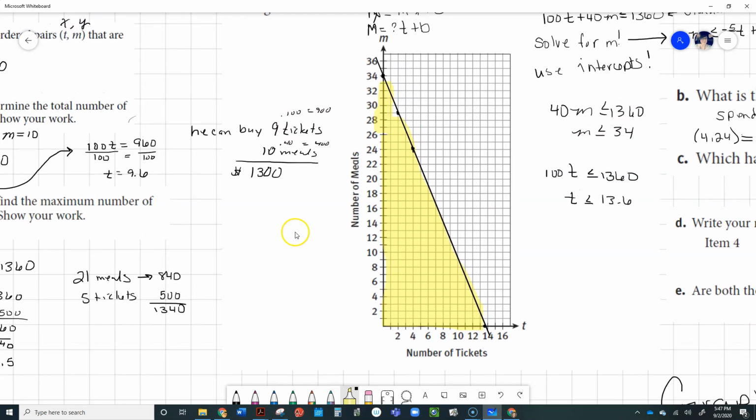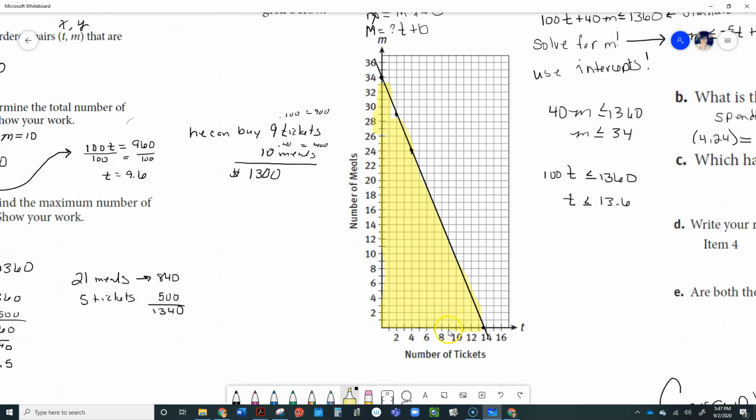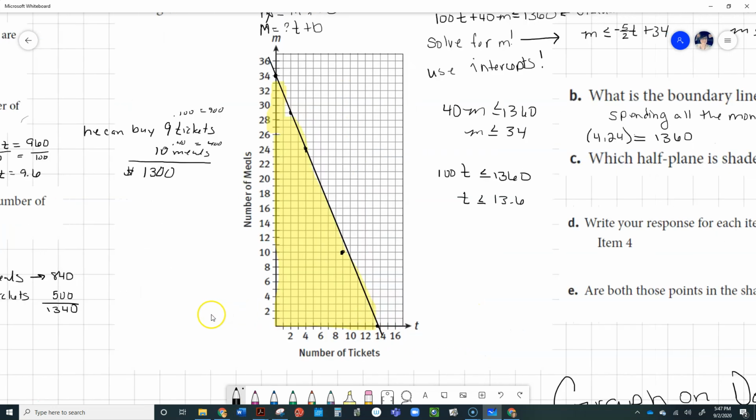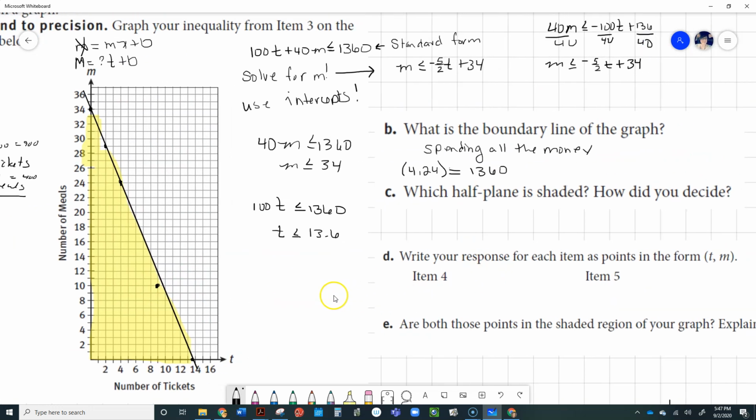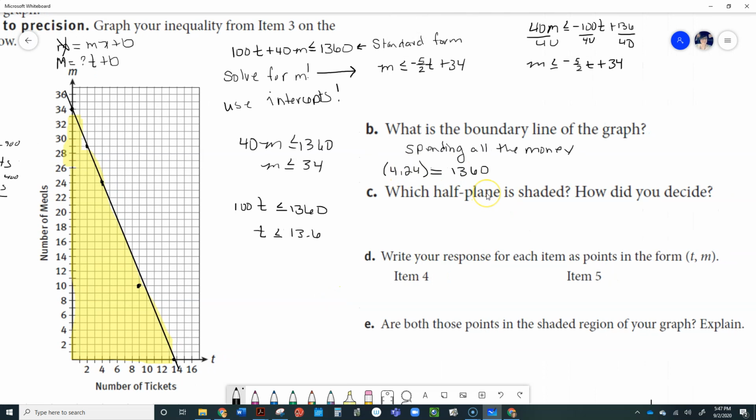So let's go over here and see where that graphs. 9 tickets and go up to 10 meals. Here's that point right there. Here's 9 tickets and 10 meals. Is that point on the line? No, it's not. But is it in the shaded section? Yes, it is. And since that point is in the shaded section, it is still considered a solution because we don't care if we spend less money. We just don't want to spend more money.